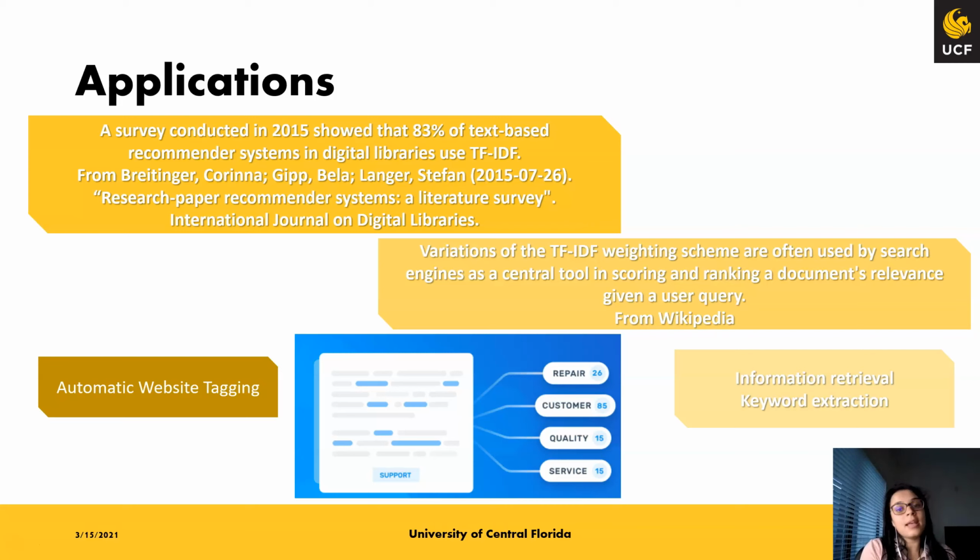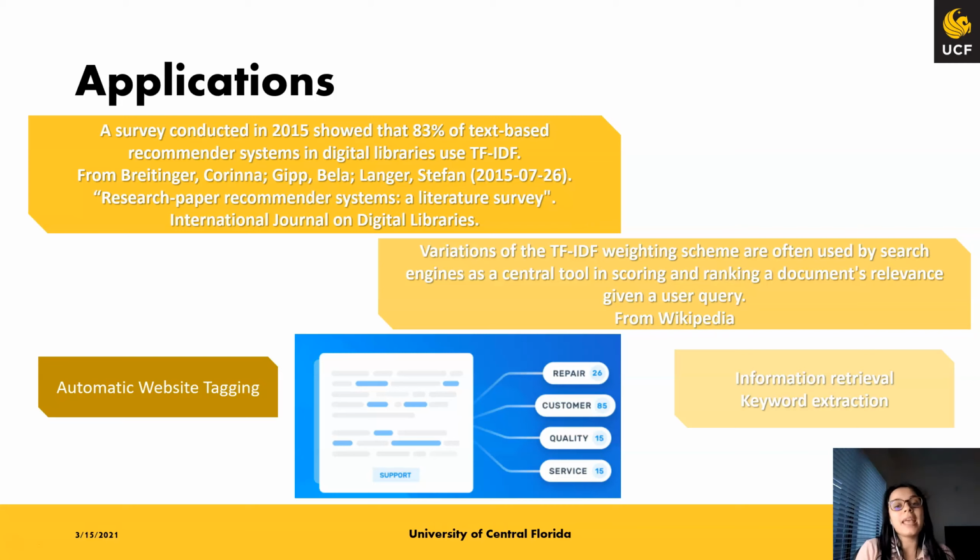In the second block, variations of the TF-IDF weighting scheme are often used by search engines as a central tool in scoring and ranking a document's relevance given a user query. That's from Wikipedia. So we know that the ranking algorithm will rank the most important things first. When they use this ranking algorithm with words, they need TF-IDF in the middle so they can transform words into vectors and make calculations with them.